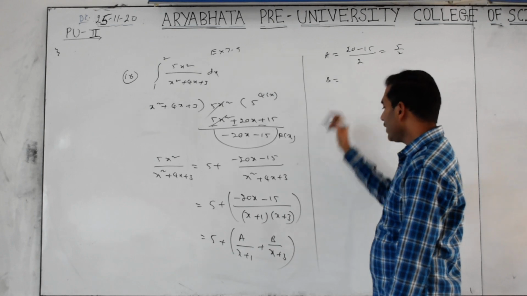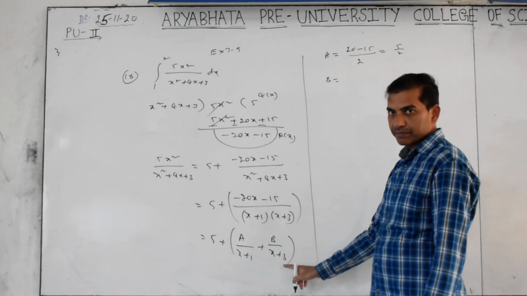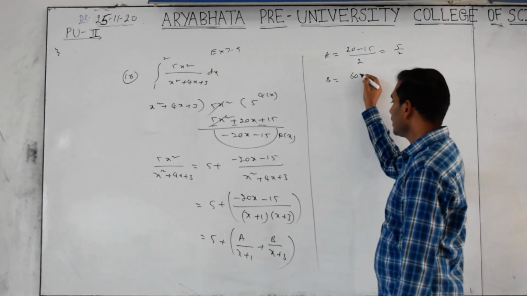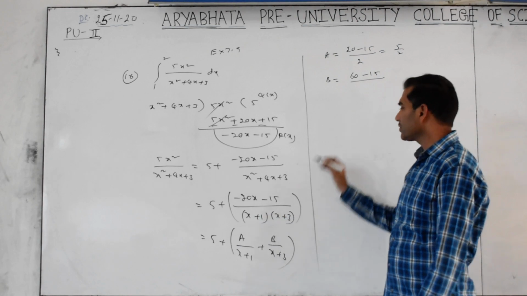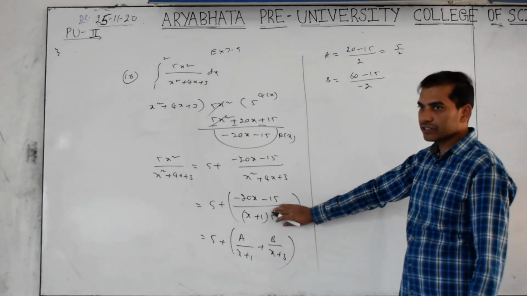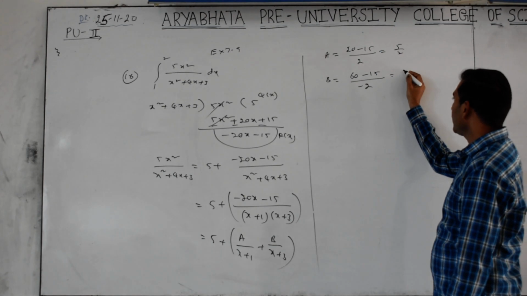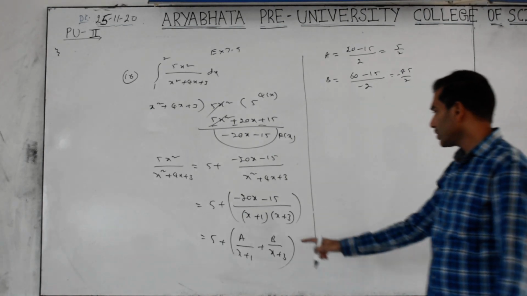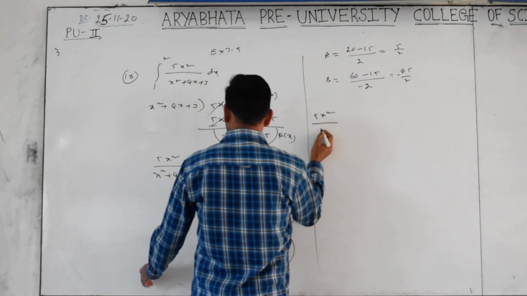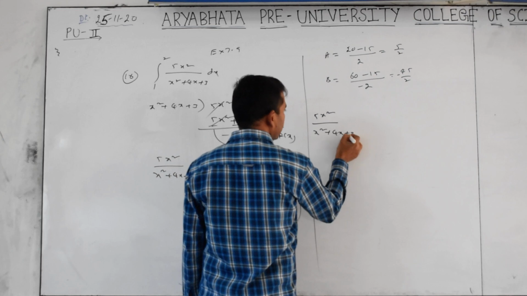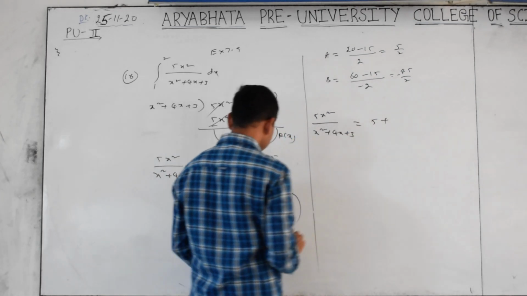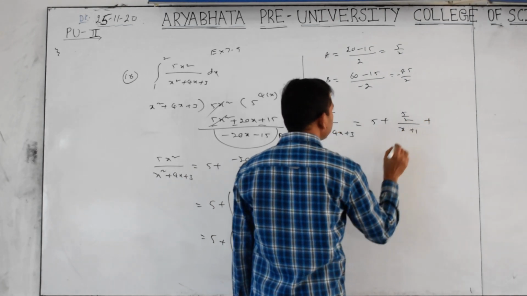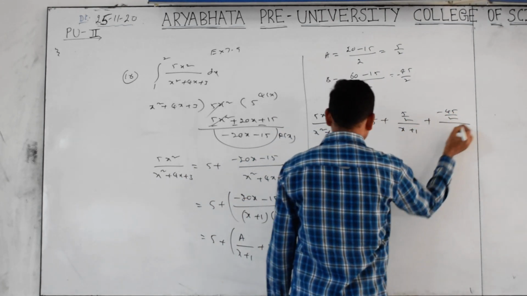Next B: when the factor becomes 0, put x equal to minus 3, except this factor. Minus 20 into minus 3 is 60, minus 15, by minus 3 plus 1, which is minus 2. So 60 minus 15 means 45 by minus 2. Substitute in this: 5x square by x square plus 4x plus 3 equals 5 plus A, A is 5 by 2 over x plus 1, plus B, minus 45 by 2 over x plus 3.